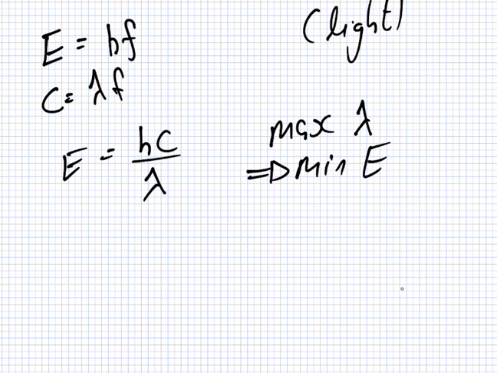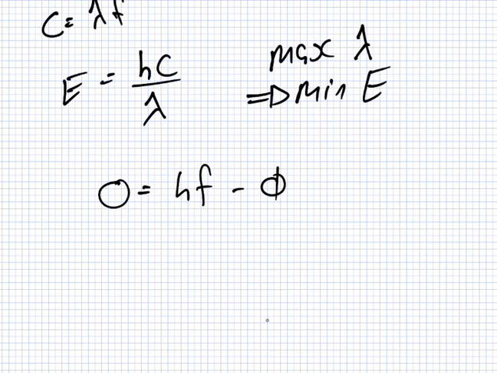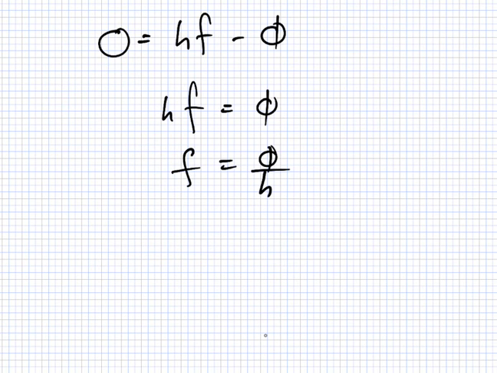So do you remember this situation, no kinetic energy? So that means we have 0 equals, kinetic energy is 0, hf minus work function. Yeah? So in other words, you have hf equals work function. So f equals work function over h. So then lambda, which equals c over f, would equal ch over work function.